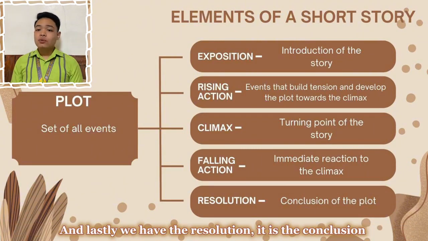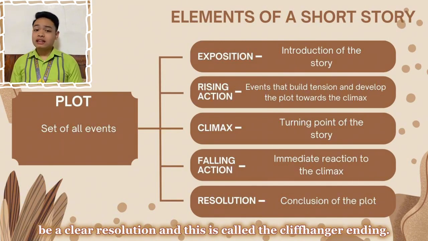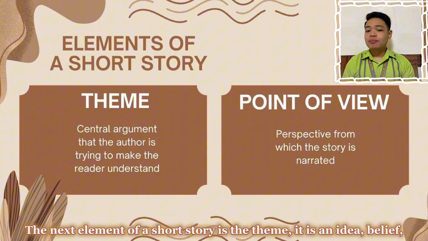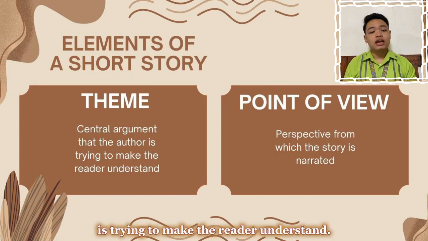And lastly, we have the resolution. It is the conclusion of the plot or loose ends are tied up. And sometimes there might not be a clear resolution, and this is called the cliffhanger ending. The next element of a short story is the theme. It is an idea, belief, moral lessons or insights. It is the central argument that the author is trying to make the reader understand.